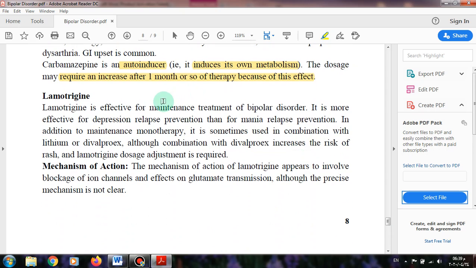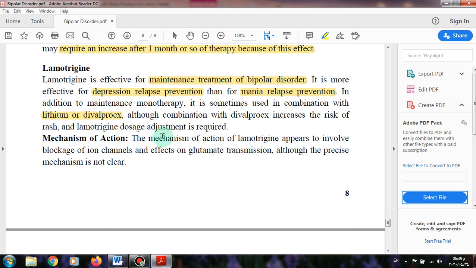Lamotrigine is also effective for maintenance treatment of bipolar disorders, more effective for depression relapse prevention than for mania relapse prevention. In addition, maintenance monotherapy is sometimes used in combination with lithium or divalproex. Mechanism of action involves blockage of ion channels and an effect on glutamate transmission, although the precise mechanism is still not clear.